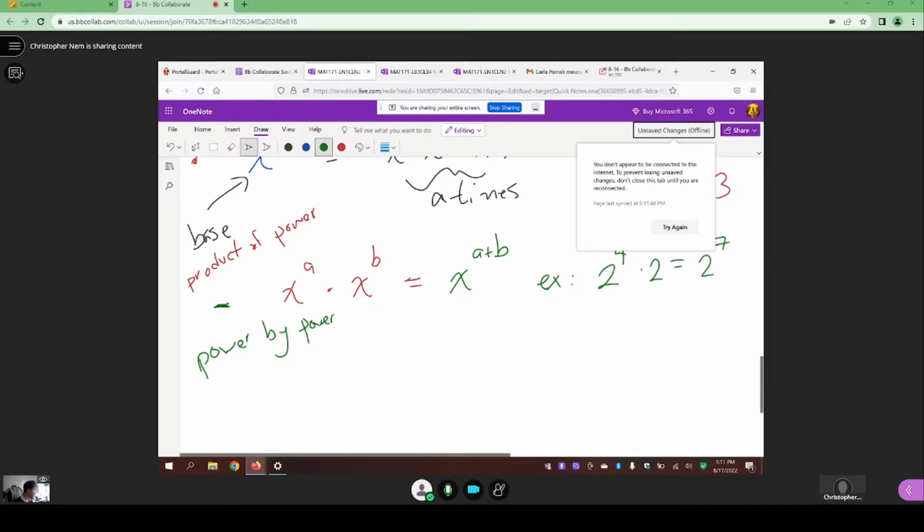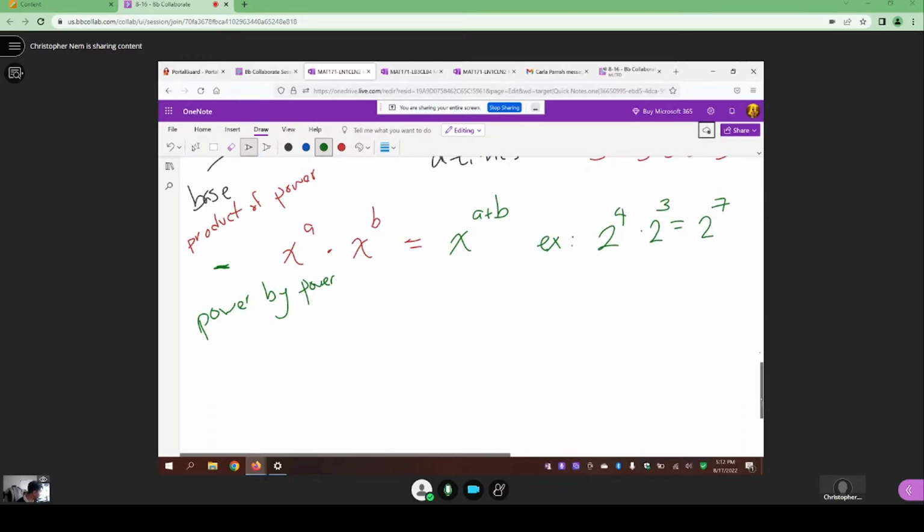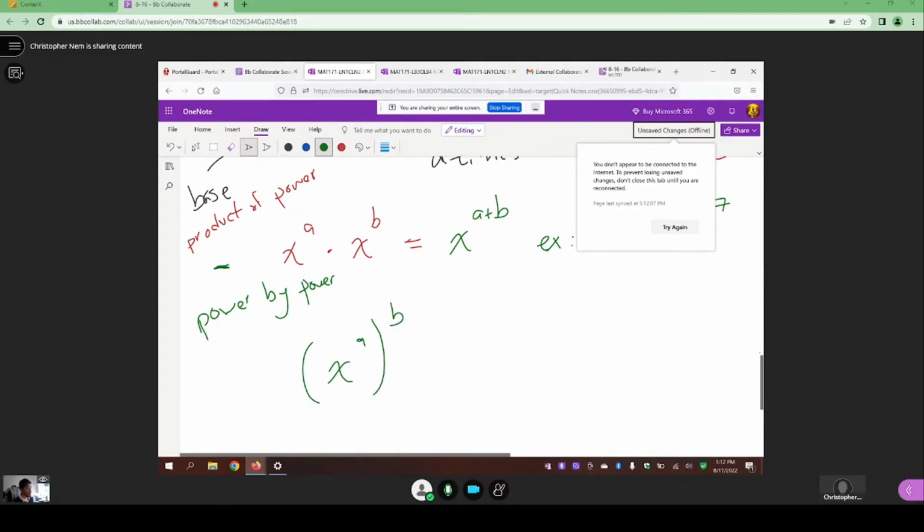So this is saying, hey, power by power is just an exponent raised to another exponent. Product of powers means adding exponents; power of a power means multiplying exponents. So this time I have some x raised to some power, but this time I'm going to raise it to a power. I'm not multiplying it by another factor. I'm raising it to another exponent. And in doing so, all you have to know is that if I'm raising it to another power, that is the same as multiplying the exponents together, which will give me x raised to the ab power.